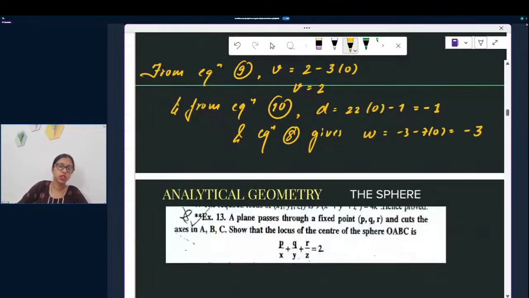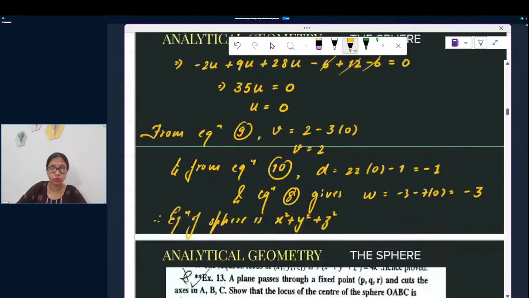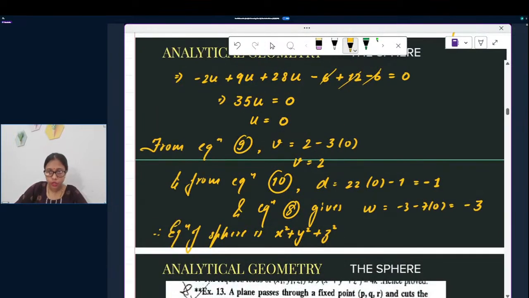You have all the values, therefore the equation of the sphere is x square plus y square plus z square plus 2ux, u is 0, plus 2vy plus 2wz minus 1 is equal to 0. That's your answer. Acha.